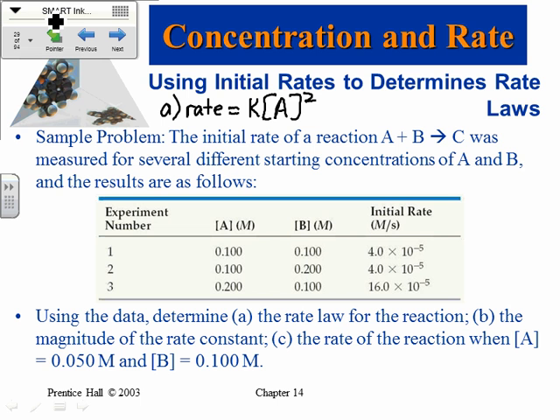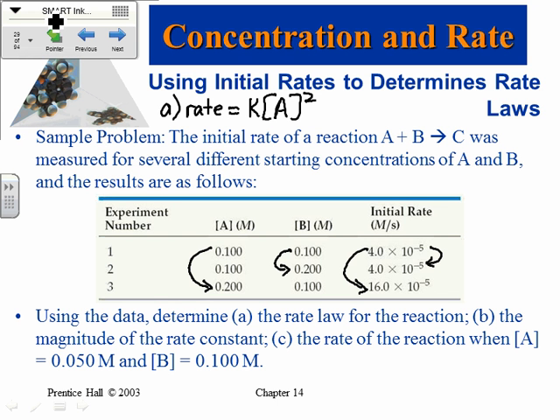Because what we decided was when the concentration of A doubles, the rate quadruples. And when the concentration of B doubles and nothing else changes, the rate doesn't change at all. So it's a zero order reaction with respect to B, and anything to the 0 power is just 1, so it doesn't need to be written in the rate law. Okay, B, the magnitude of the rate constant.